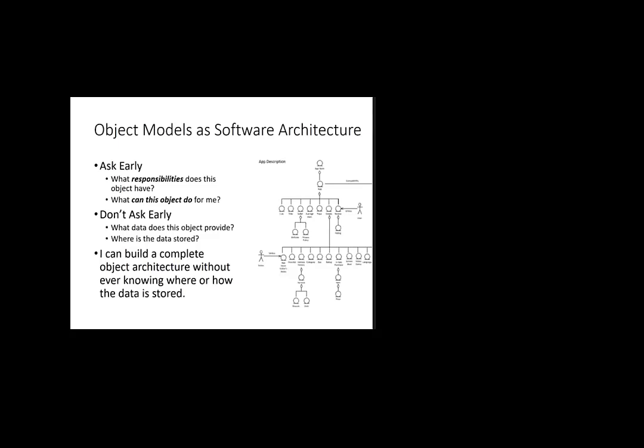And we did. How? By building the object models, focusing on the responsibilities, and implementing them literally in a very specific way that, by the way, object-oriented calls inheritance, or in our language here, is a kind of. So we ended up building objects using an is a kind of relationship to talk to 3 different data. I can build a complete object architecture without ever knowing where or how the data is stored. It's really powerful when you're doing software development.